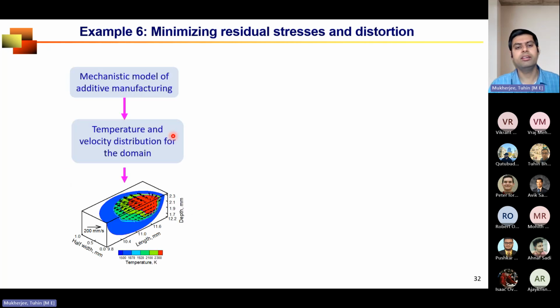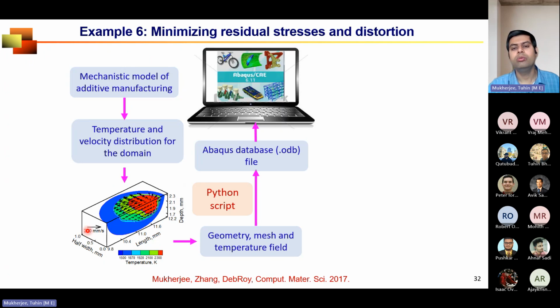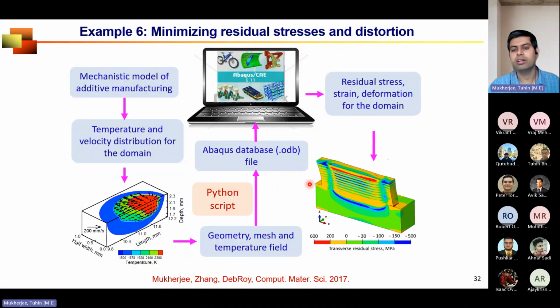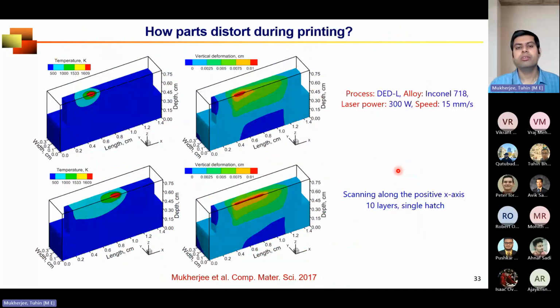So what we did, we started by doing the mechanistic modeling of additive manufacturing to calculate temperature. Then we take the temperature field to a commercial package, Abaqus, for doing the thermomechanical calculation, where we get the residual stresses and distortion for a part. So you can see that that type of model provides us the scientific insight into how a part distorts depending on the temperature field.